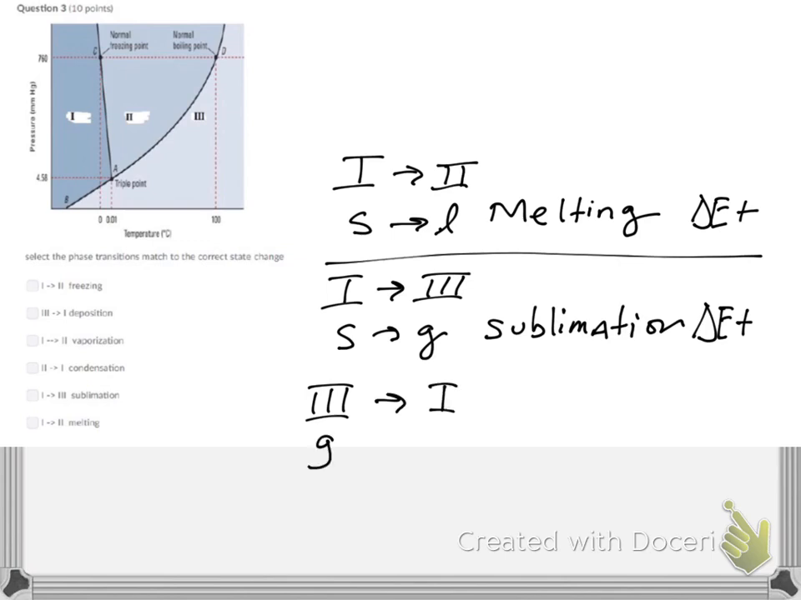Going from 3 to 1, the opposite of sublimation, this would be gas to solid. This is called deposition, and in that case delta E is negative because we're going the opposite way. We're going from high energy, or low stability, down to the most stable phase, solid, so that's going to release energy.